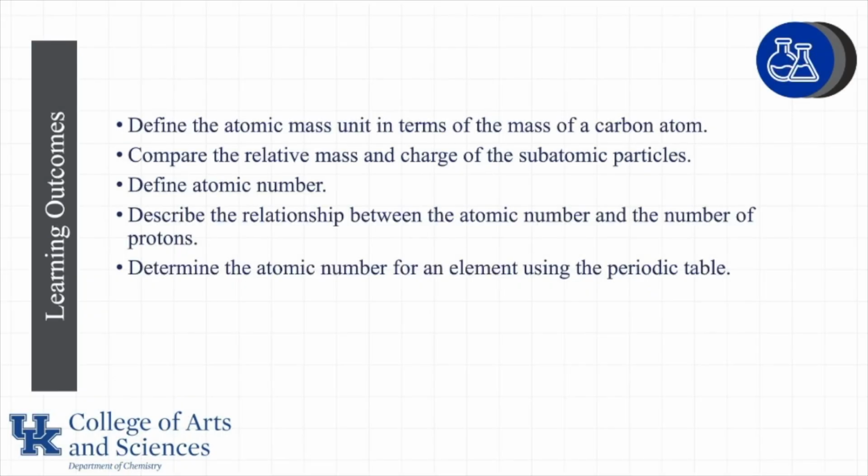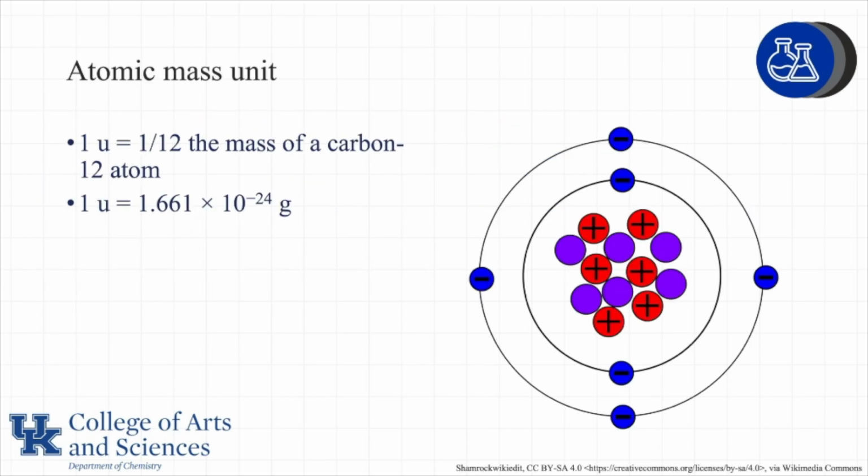In this lesson, we're going to look at atomic mass units to understand what they are, look at the properties, including mass and charge, of the subatomic particles, so protons, neutrons, and electrons. And then we're going to talk about the atomic number and what that means about a particular atom.